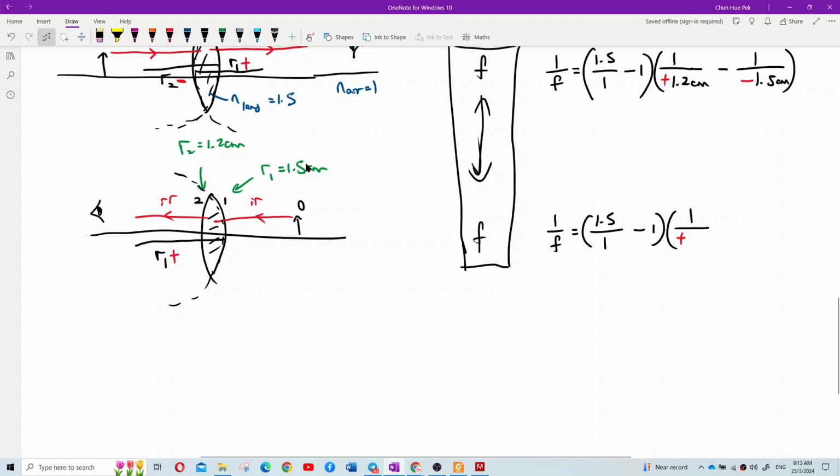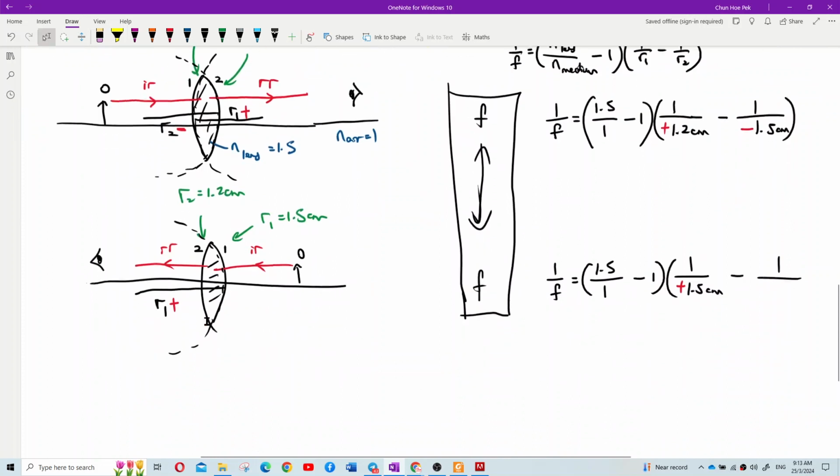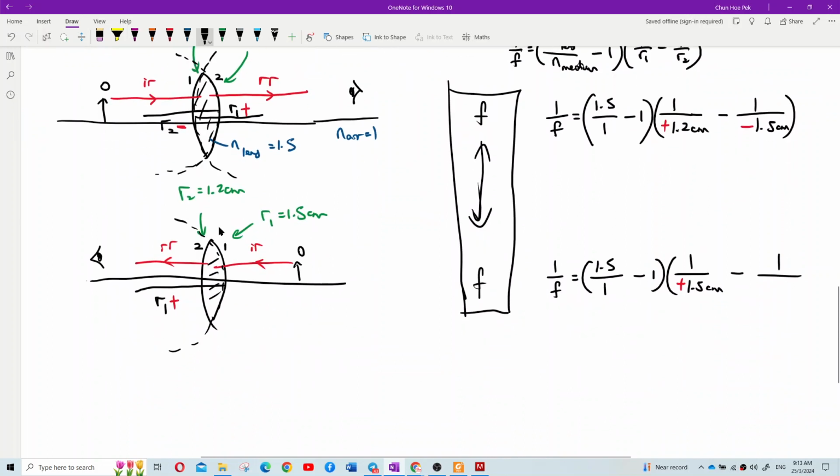So positive 1.5 cm. Then minus 1 over, okay, 1 over what? This is radius 2. So 1 minus 1 over radius 2. Radius 2 is this one.